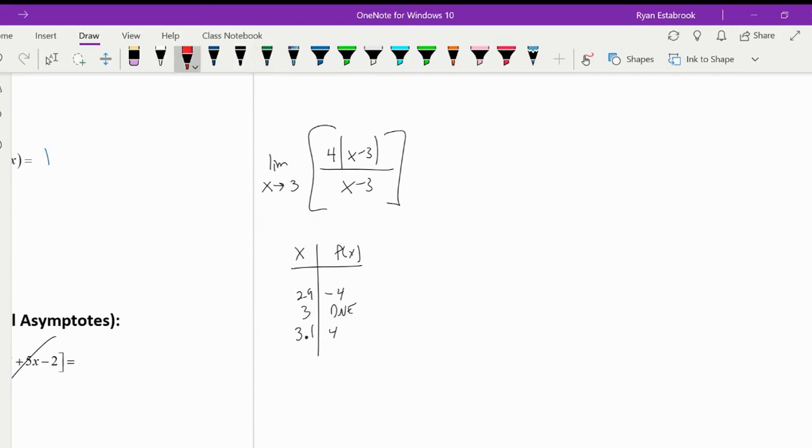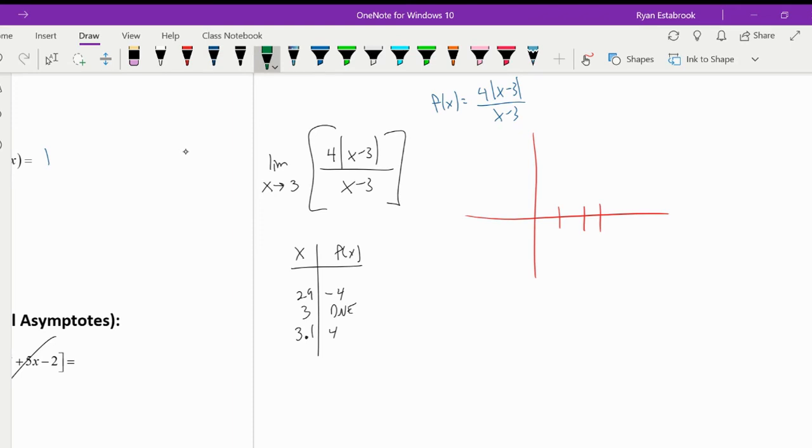And this one, maybe a little more explanation might be in order. So if we look at a graph of this one, at x equals 3, it does not work. So we're looking at the graph of f of x equals 4 times the absolute value of x minus 3 over x minus 3. What would happen if I plug in something to the right of this limit, like something bigger than 3?